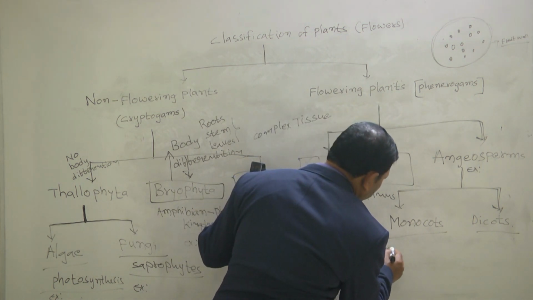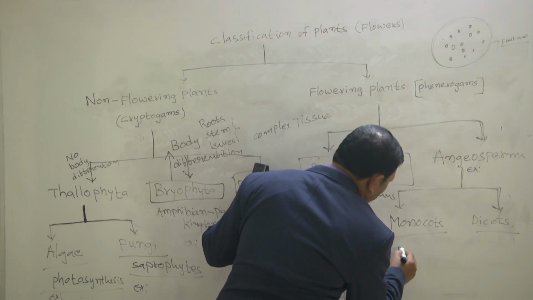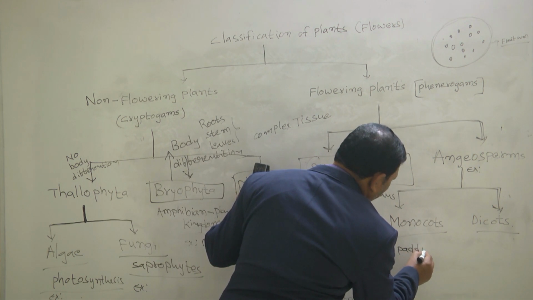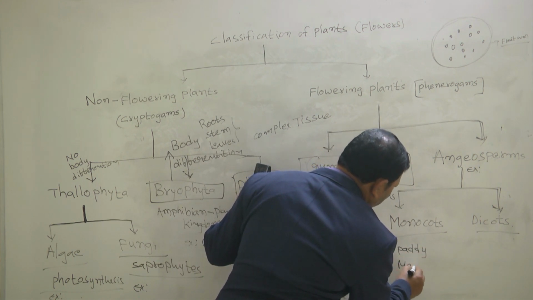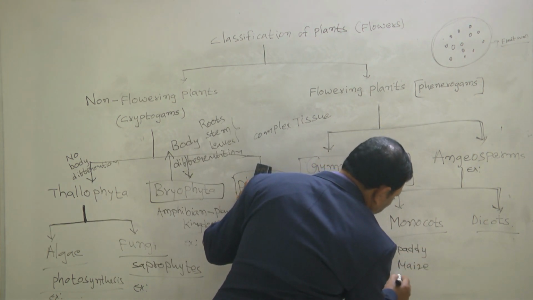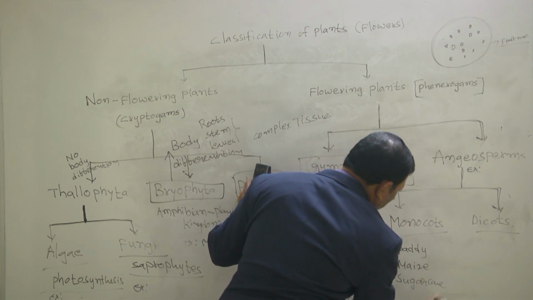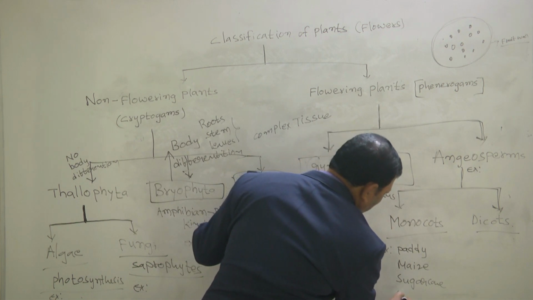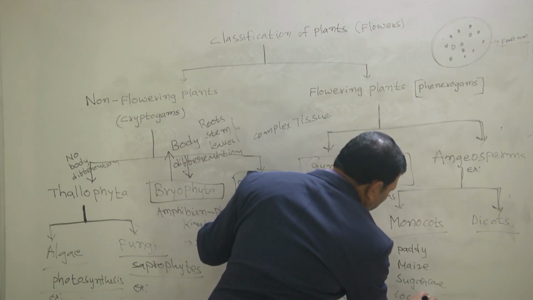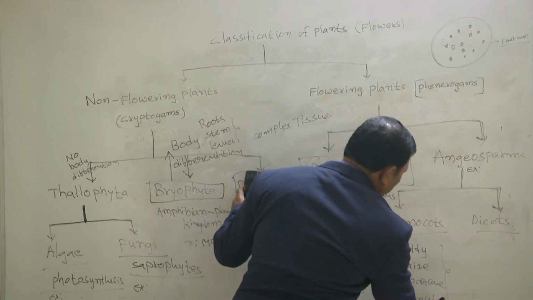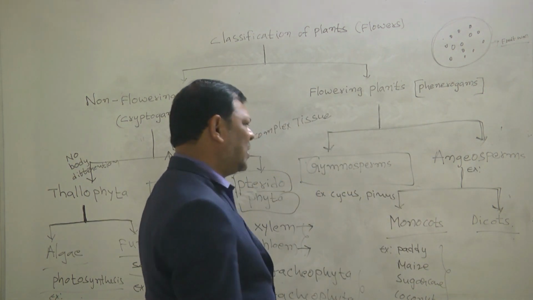What are the examples of the monocots? Paddy, maize, sugarcane, okay, coconut. These are the examples of the monocots.